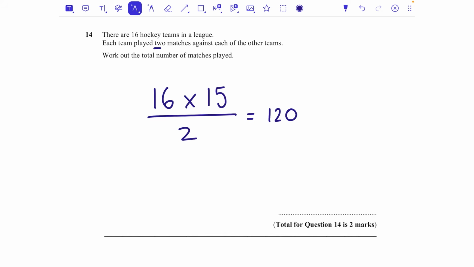But they're playing 2 matches against each of the teams. So we are actually going to take that answer and times it by 2 because we want everyone to play 2 matches. So the number of matches being played would be 240.